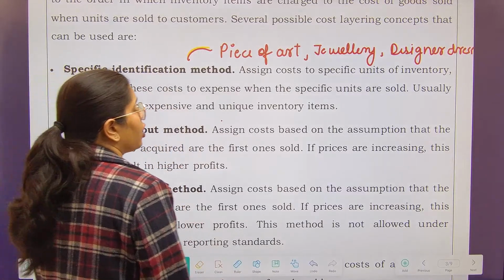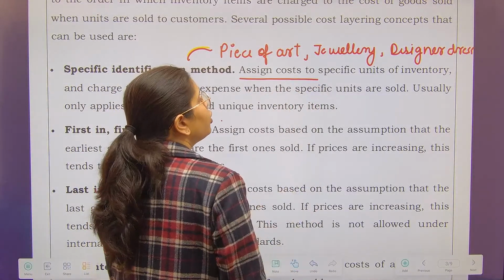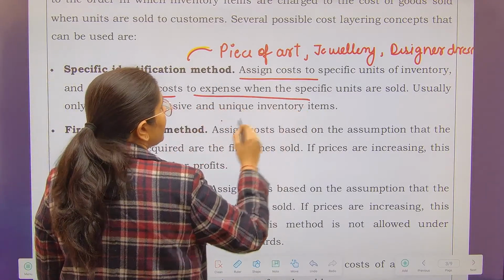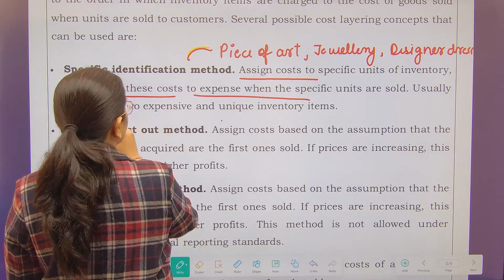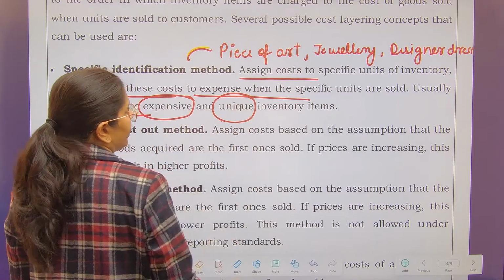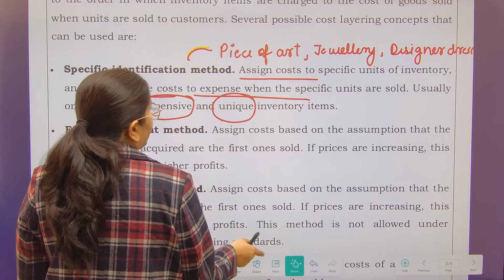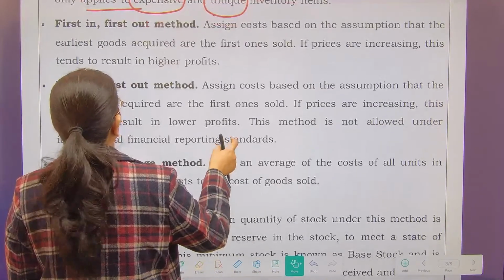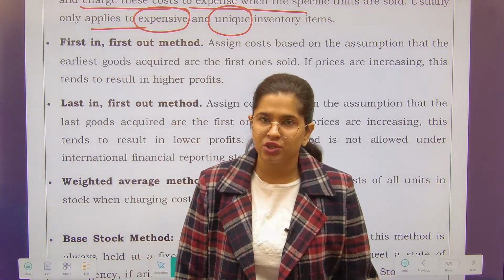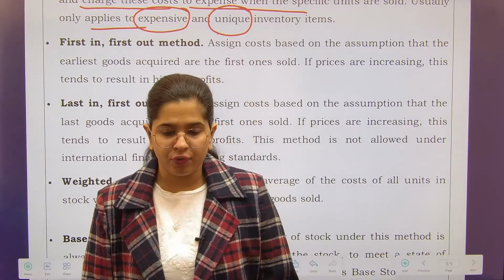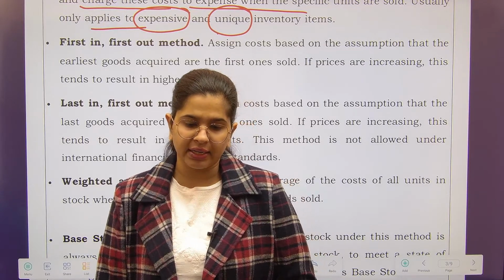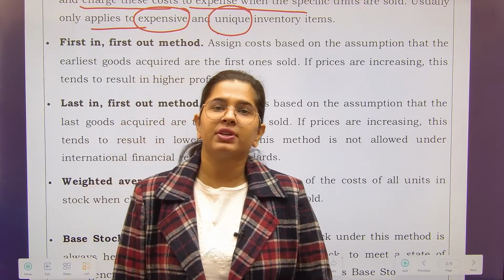See, assign cost to specific units of inventory and charge these costs to expense when the specific units are sold. This only applies to expensive and unique inventory items, like I have told you, jewelry pieces. Each jewelry piece differs from the other in terms of craftsmanship, the purity of gold. So every item is separate, and hence we should do valuation of each item separately. Next is the first in, first out method.